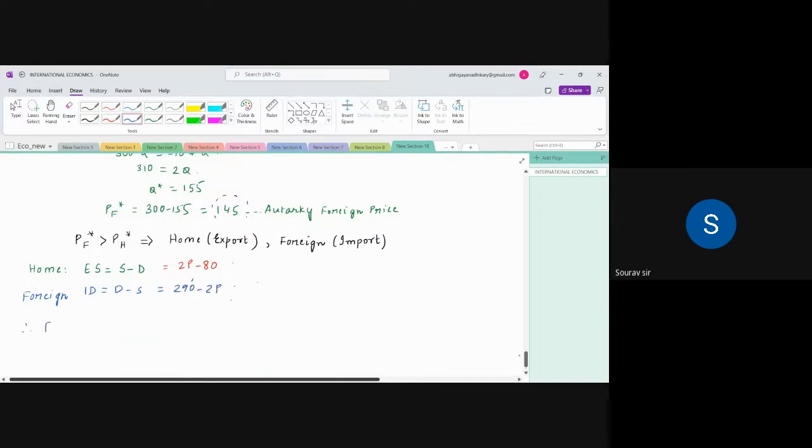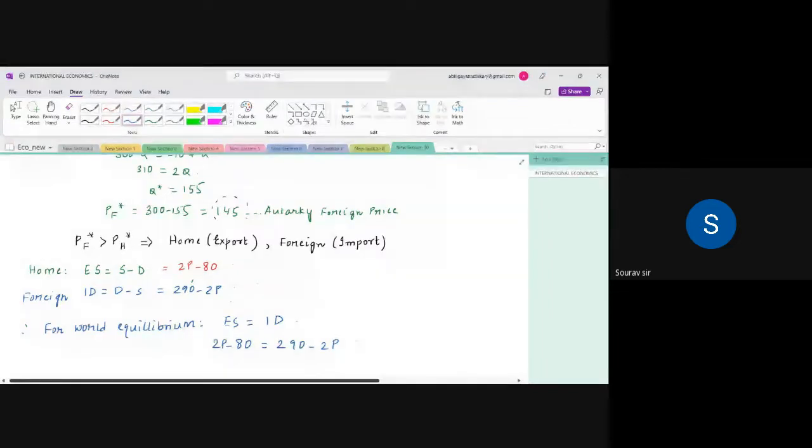So for world equilibrium, what should happen? These two should be equated. Export supply should be equal to the import demand. So 2P minus 80 should be equal to 290 minus 2P. So that means we are getting 4P equals 370. So my P will be 370 by 4, so this will be 92.5.